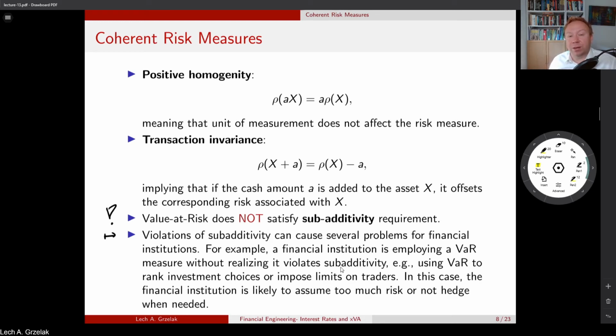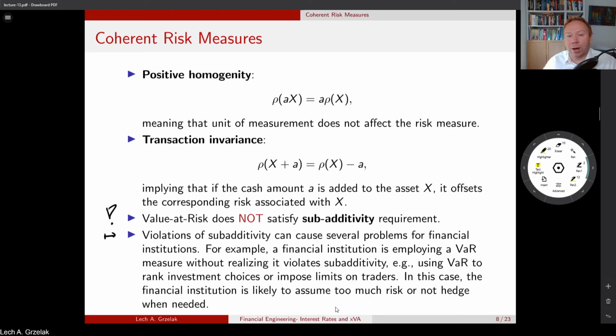Sub-additivity tells you that by including, let's say, hedges, you should remove risk, as there should be offsetting or netting effects. Because VAR doesn't always hold this, that may give rise to wrong interpretations that may actually affect the trading line, because you can impose some constraints on trades that could actually help you in risk management. However, because the VAR measure gave you wrong signals, you may be reacting in the opposite way. In this case, the financial institution is likely to assume too much risk or not hedge the risk when it's needed. So this is obviously the consequence if you are applying those measures and the condition of sub-additivity is not satisfied.